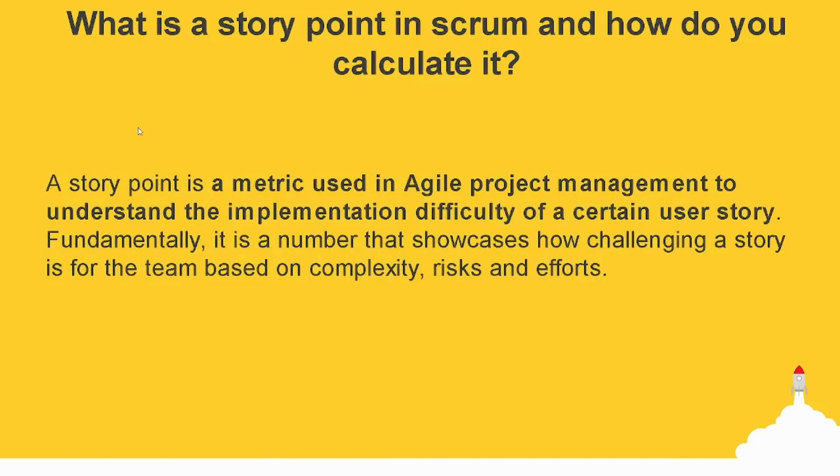What is a story point in Scrum and how do you calculate it? A story point is a metric used in Agile project management to understand the implementation difficulty of a certain user story. Fundamentally, it is a number that showcases how challenging a story is for the team based on complexity, risk, and efforts.